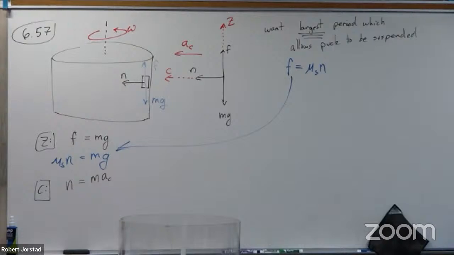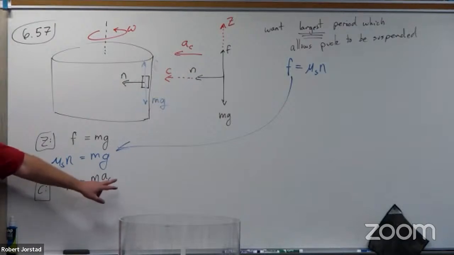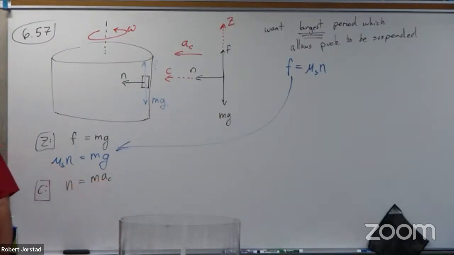What are we supposed to find? What is it? What do we want? Period. Where does period appear in this nonsense? PC. AC has V, it has T, it has omega, whatever you want in it, right? How would we attack this problem to simplify it? What would Horatio do?